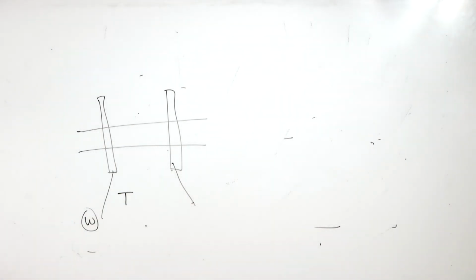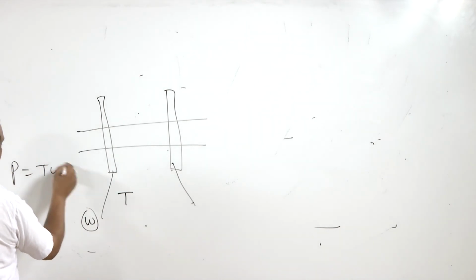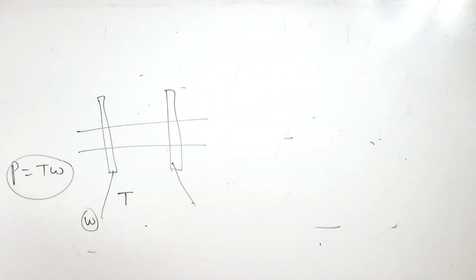And if we take the product of these two signals, then we can find the power also, because power is T omega. So this is how the electrical torsional meter works.